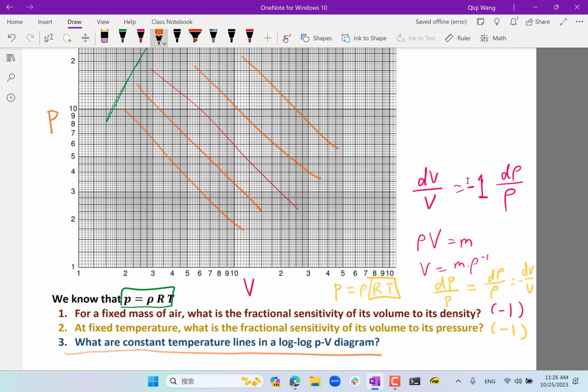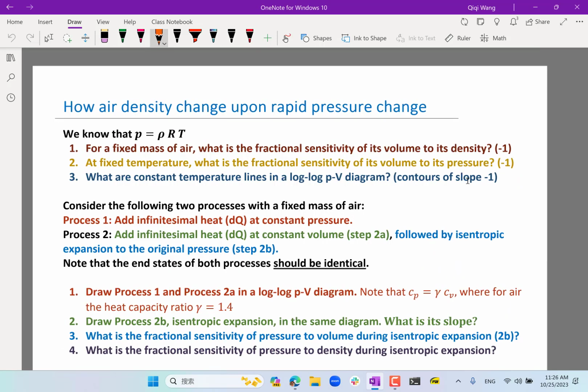Okay, any questions on this so far? You might have seen this before in unified thermal, but this is just deriving it in an unfamiliar setting. Good. So now we know that the constant temperature lines have -1 slopes. Next, we want to figure out what are known as isentropic expansion lines in the same PV diagram.